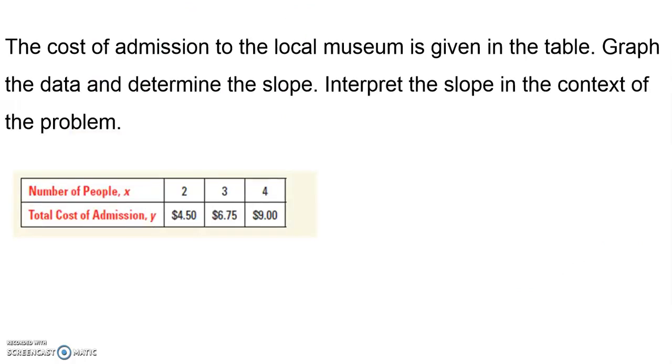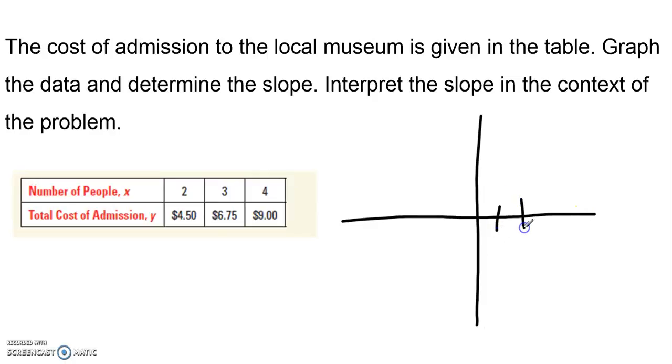Okay, so the cost of admission to the local museum is given in the table. Graph the data and determine the slope. Interpret the slope in context of the problem. Okay, so I'm going to graph it. So I'm going to do 1, 2, 3, 4, okay? And then what should I go up by? Maybe I'll go up by 2s. So $2, $4, $6. Oops, I don't know why I did that. $8, and then right here, $10.